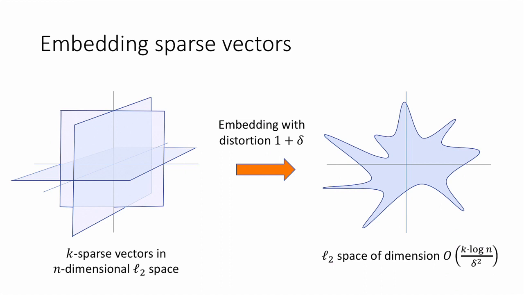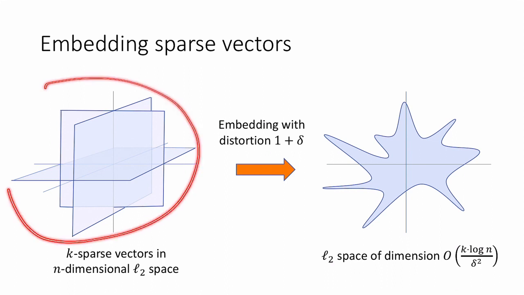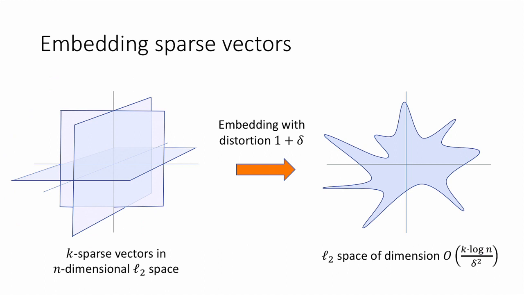Instead of starting with an n-point set, we're going to start with the set of all k-sparse vectors in some n-dimensional space. For example, in this picture here, I've drawn a cartoon of all the 2-sparse vectors in R^3. Note that this is an infinite set. We're going to try to embed this infinite set into R^m, where m is O(k log n / delta^2). And we want to do it in a way that approximately preserves distances, up to distortion 1 plus delta.